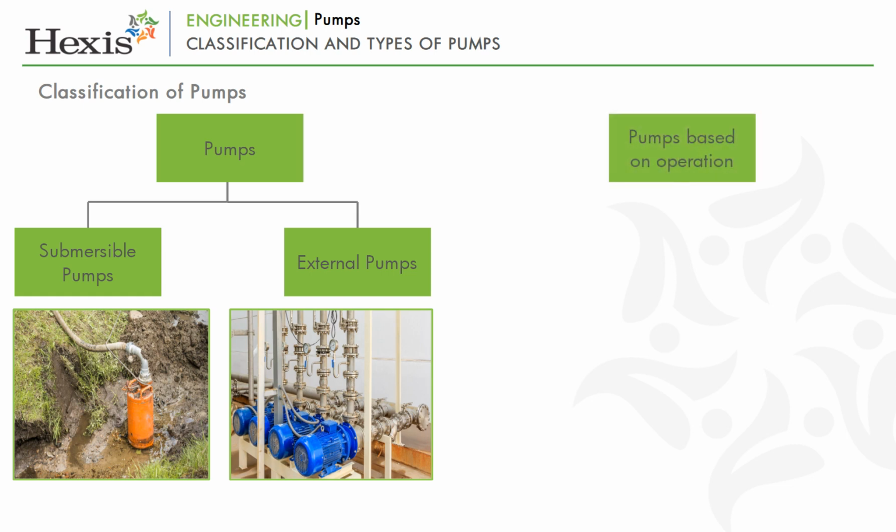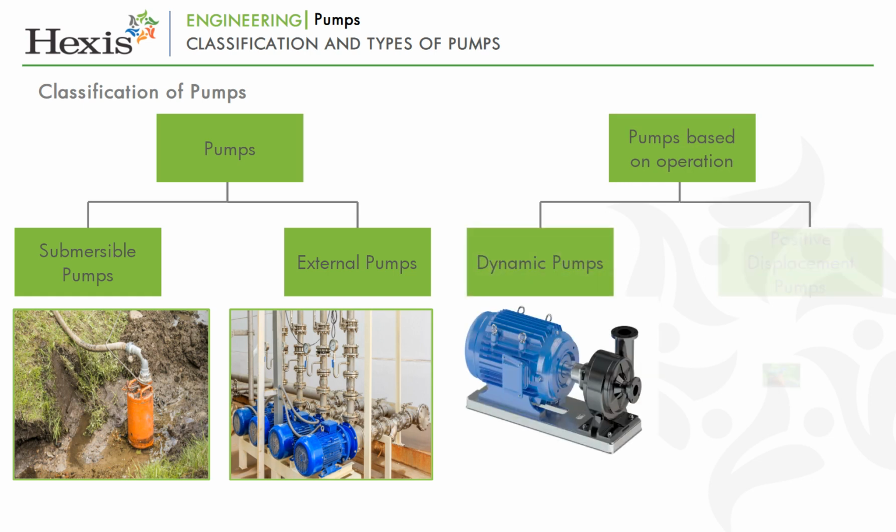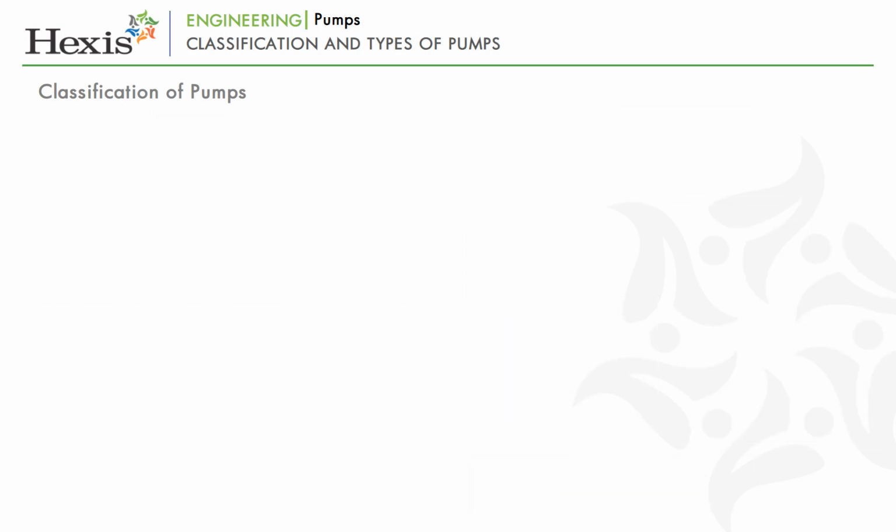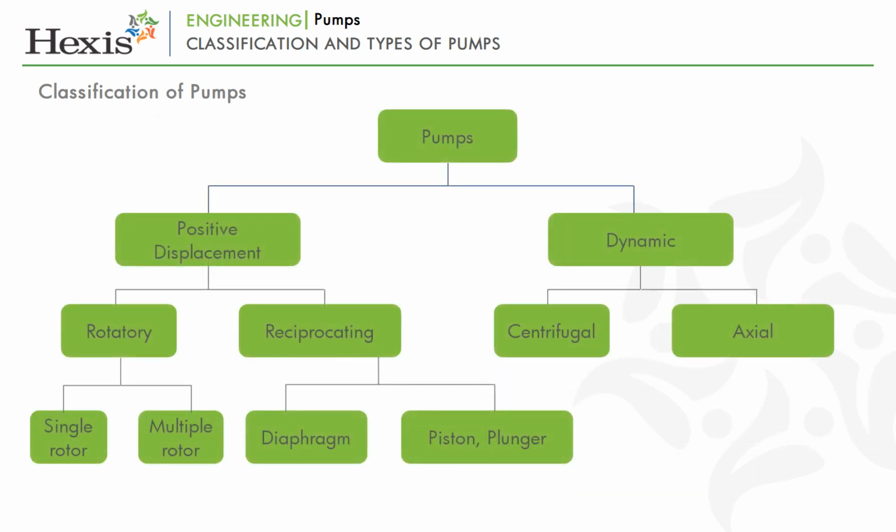Pumps can also be broadly classified according to their method of operation as dynamic pumps and positive displacement pumps. Most commonly used pumps in industries or facilities are the dynamic pumps, that is, centrifugal type. The basic classification of pumps is shown on the screen. As can be seen in the figure, the positive displacement pumps, which account for 5% of pumps in India, can be either rotary or the reciprocating type, and the dynamic pumps, which account for 95% of pumps in India, can be either centrifugal or axial type.